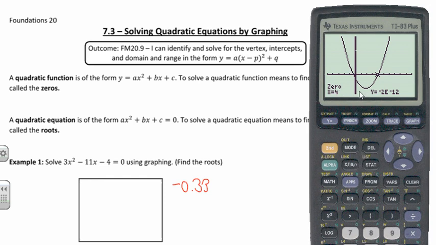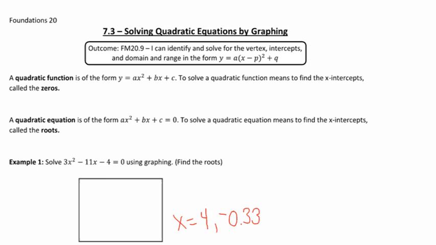When it's very, very close to 0. Now, if we want to confirm or verify those points, it's just a matter of plugging them into the equation. So y equals 3 times 4 squared minus 11 times 4 minus 4 needs to equal 0.